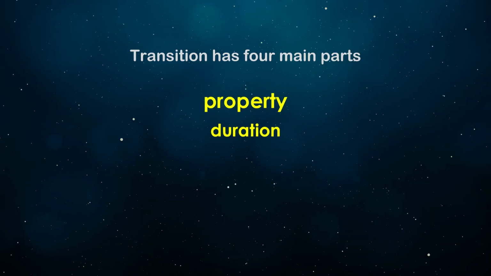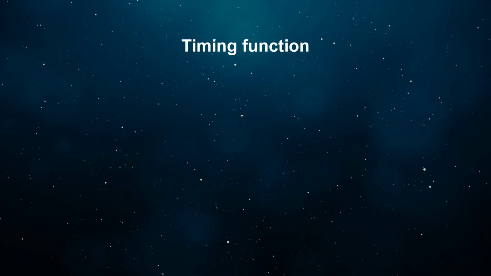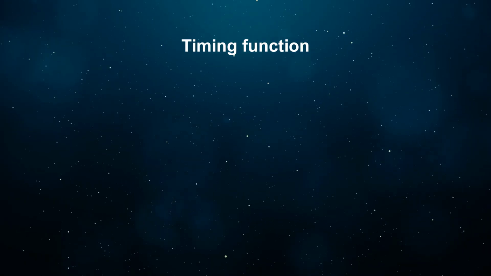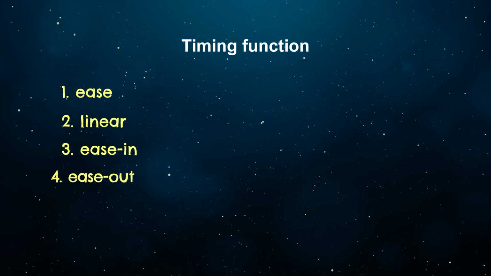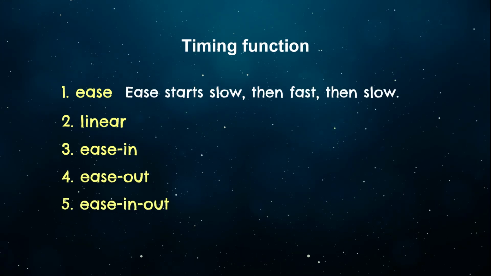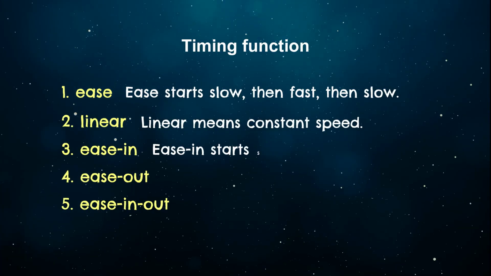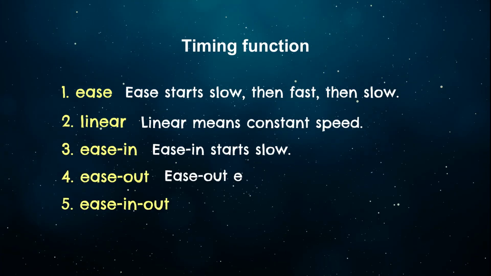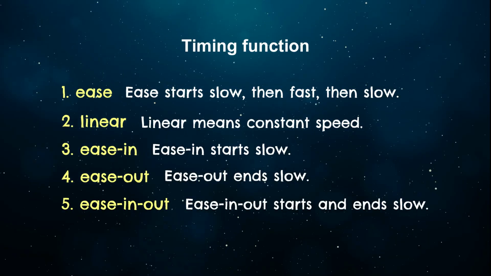Let's understand transition syntax. Transition has four main parts: property, duration, timing function, and delay. Timing function controls the speed pattern of the animation. Here are some common values: ease, linear, ease-in, ease-out, ease-in-out. Ease starts slow, then fast, then slow. Linear means constant speed. Ease-in starts slow. Ease-out ends slow. Ease-in-out starts and ends slow.